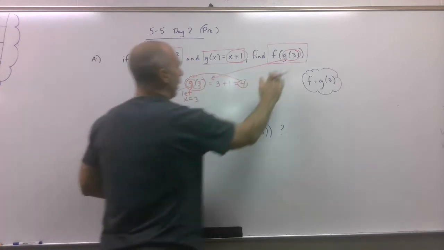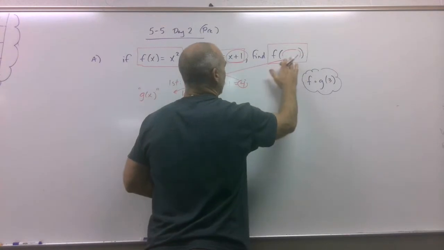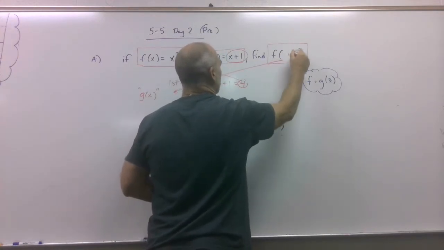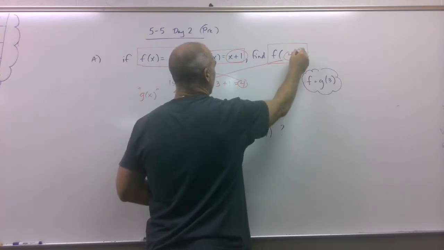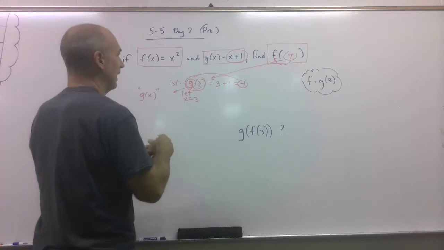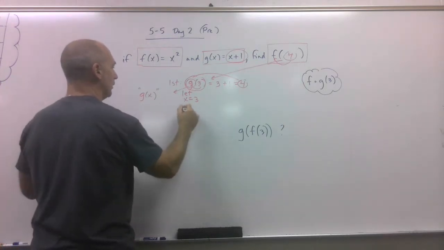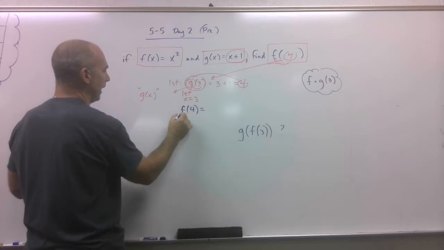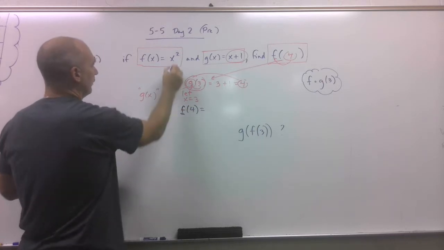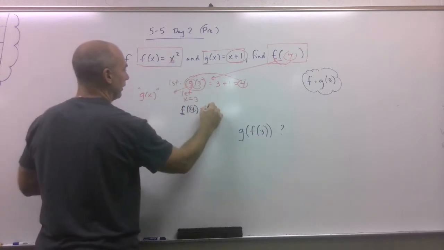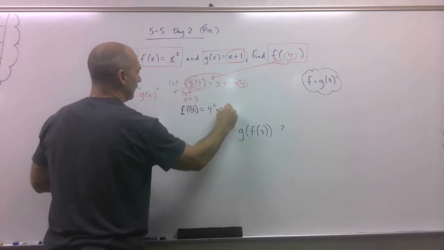So what I'm going to do now is take that out. I just found what it equals. It equals 4. And now I'm going to plug 4 into the function defined by f. So the second thing I need to do is find f of 4. Well, find the function defined by f. There it is. Put 4 in for x. So I go 4 squared, and I get 16.